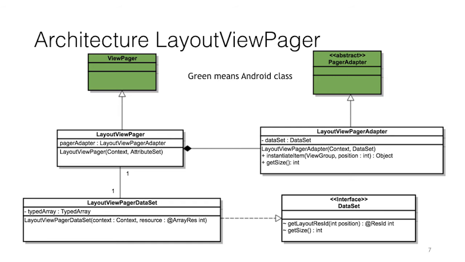In my color coding, green means that these are Android classes. So let's look at the top layer. It should come as no surprise that we're going to at least have the ViewPager class, and we're also going to have the PagerAdapter, which is actually an abstract class. So these classes by themselves can't have a conversation between one another because we need to fill in some of the details.